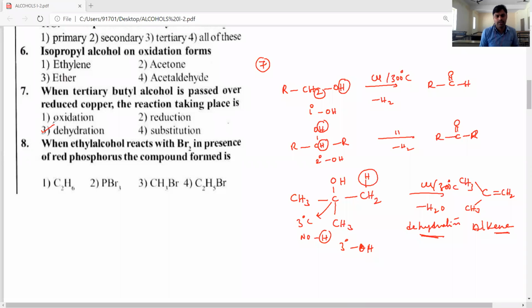So the answer is the third option. Now, ethyl alcohol reacts with bromine in the presence of red phosphorus. What is the product? Already in the alkyl halides and aryl halides chapter we discussed this 8th question. Ethyl alcohol, CH3CH2OH, reacts with bromine in the presence of red phosphorus, which produces PBr3, and the product is C2H5Br. Ethyl bromide is the product. Okay, so the fourth option is correct.